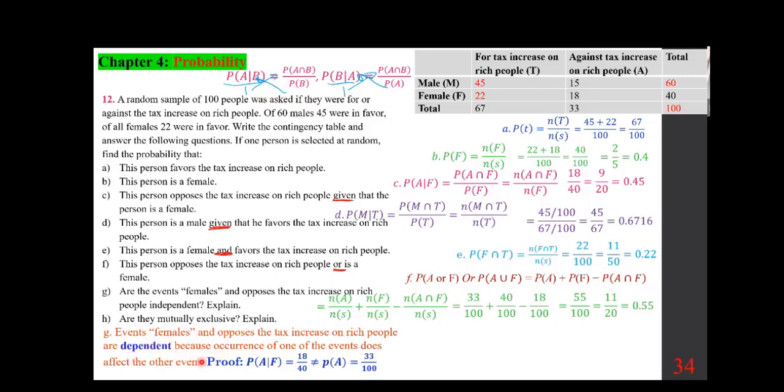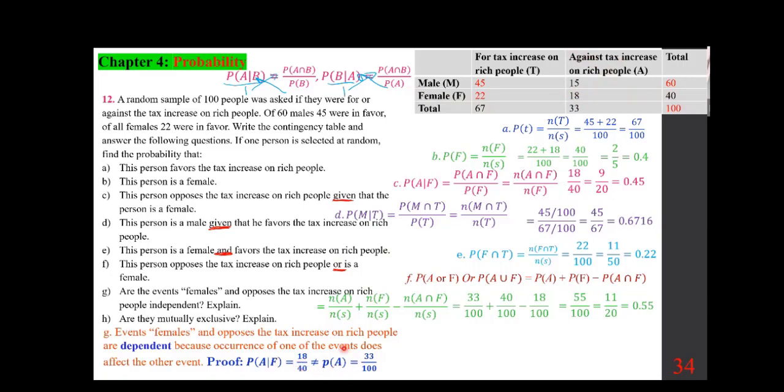But the proof is, if you want to look at the 2 events, A and F, is the conditional probability equal to the marginal or simple probability? Probability of A given F, remember, given F. The moment you hear given F, you are dealing with this row, total of 40. And A is against, 18, so 18 over 40.